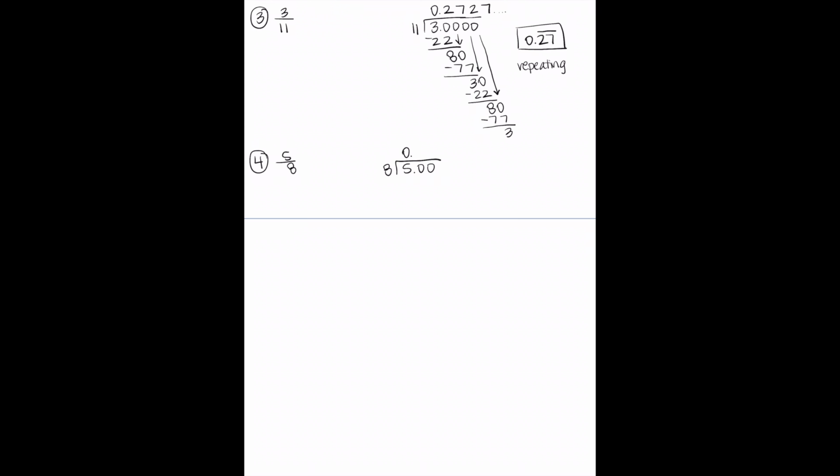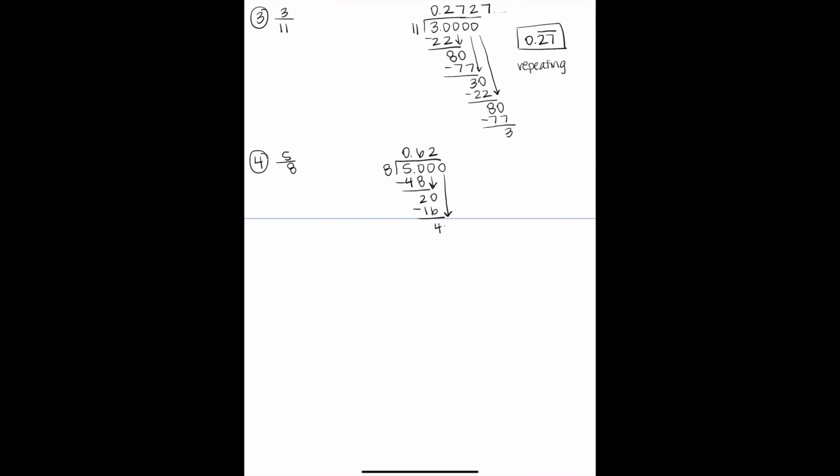8 goes into 50 6 times, right? 8 times 6 is 48. When we subtract 50 and 48, we get 2. Bring down the 0. 8 goes into 20 2 times, right? 8 times 2 gives me 16. 20 minus 16 will leave me with a 4. We'll bring down another 0.